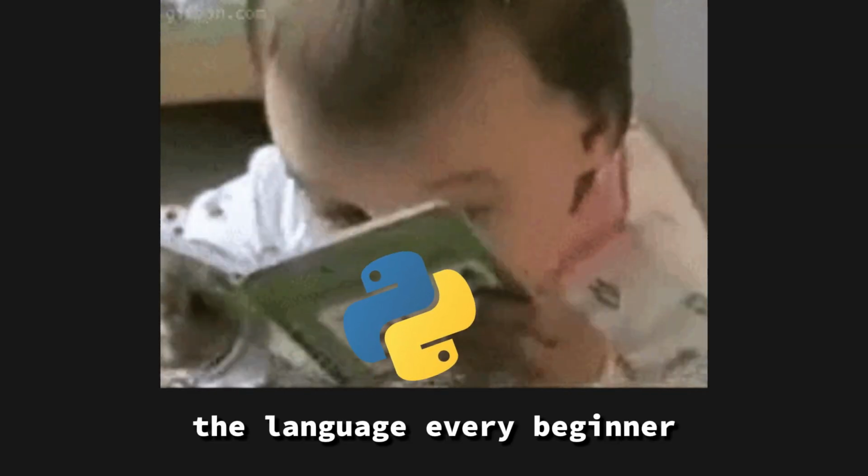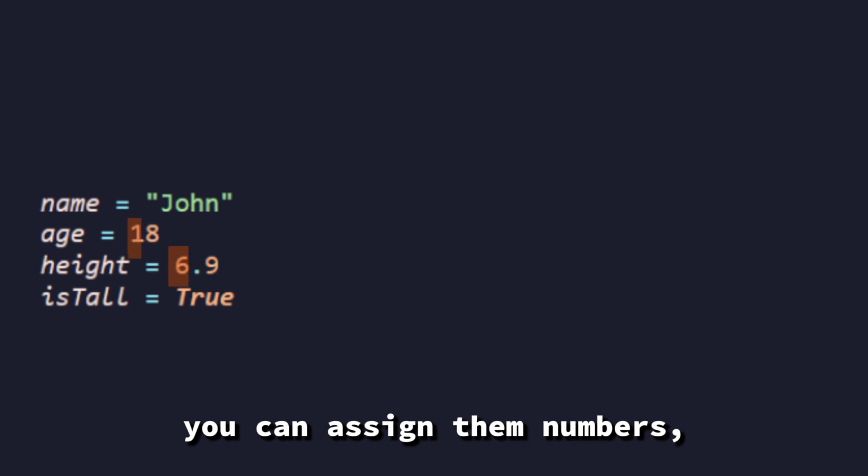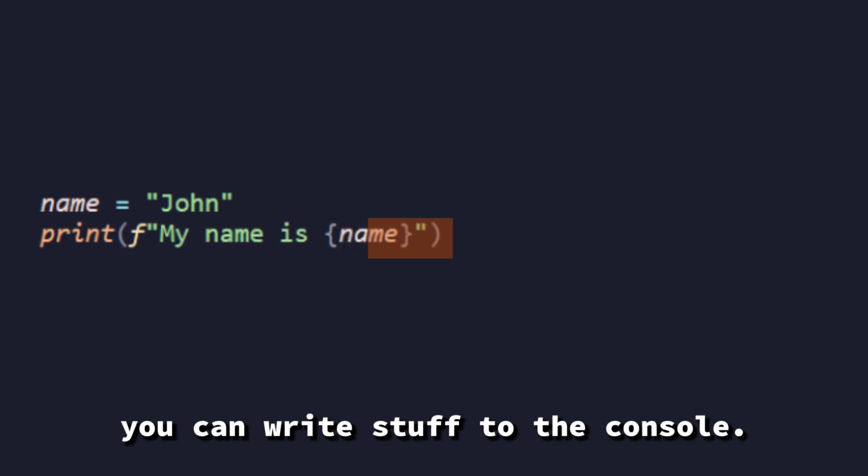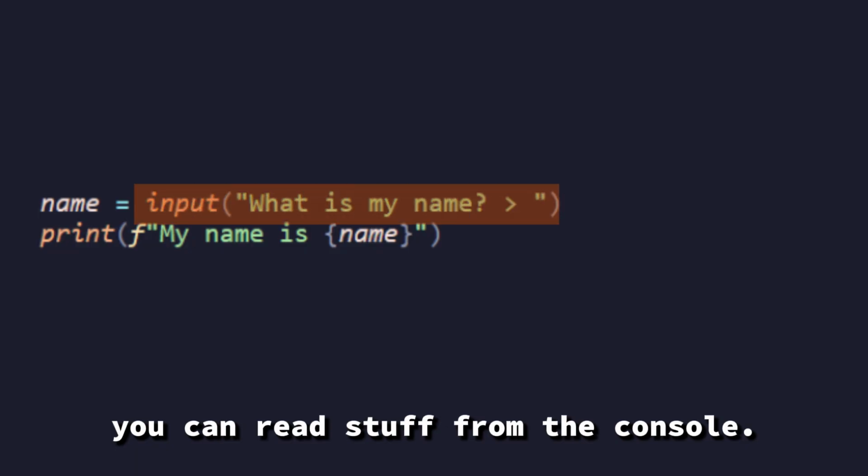Python, the language every beginner starts with. Let's see how it works. Variables. You can assign them numbers, words, and statements. Print. You can write stuff to the console. Input. You can read stuff from the console.